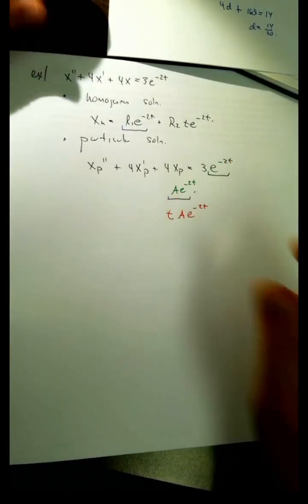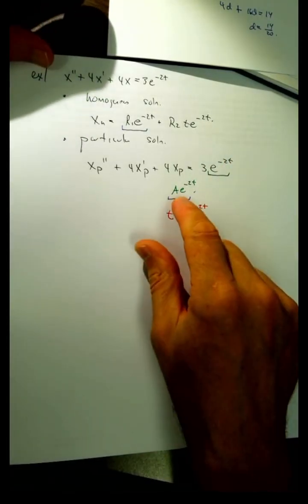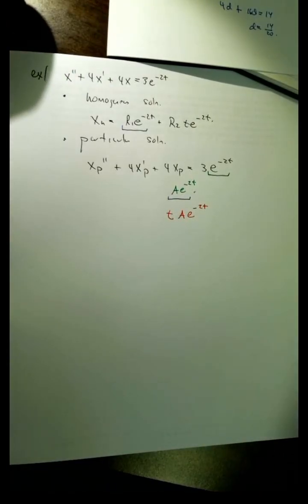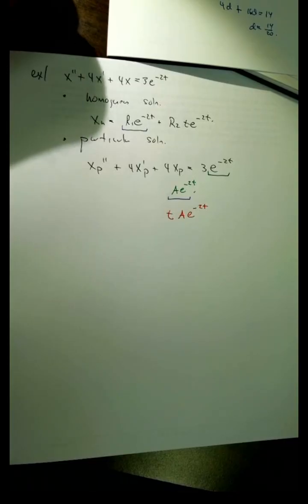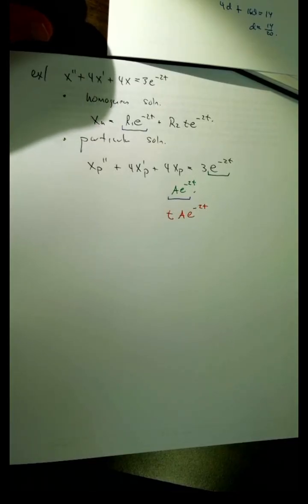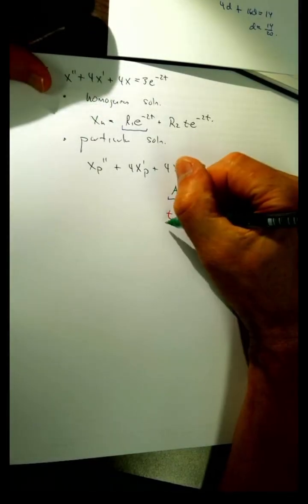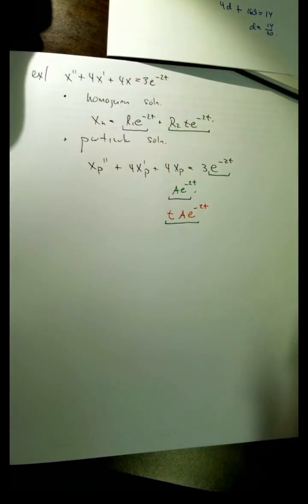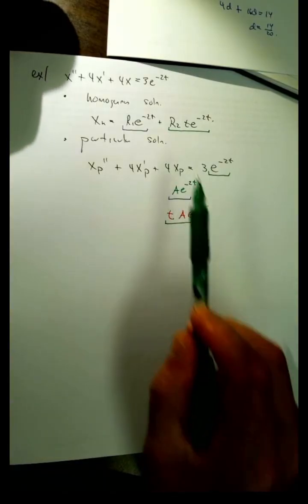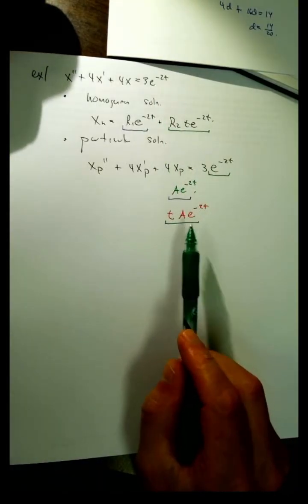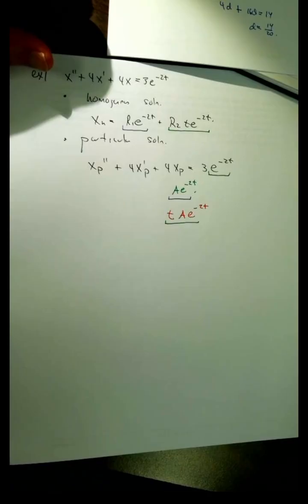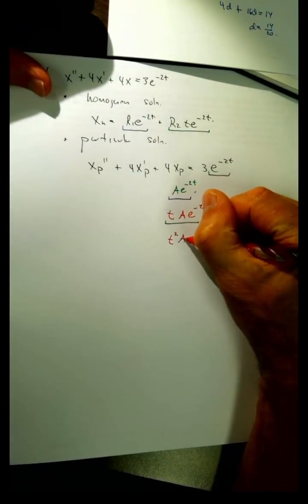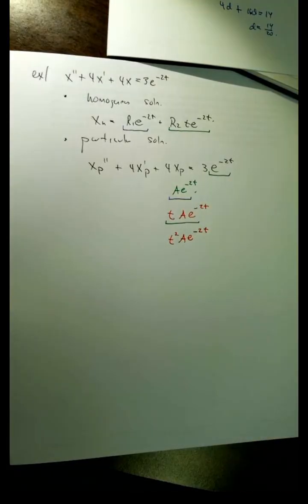So I take this part of the particular solution, multiply by t, and then ask if that's going to be okay. But I've got to, again, go back and check my homogeneous solution. This thing is already part of the homogeneous solution. I already know that if I plug this into my equation, I'm going to get 0. That's not going to work. So what do I do? I take that thing and multiply by t again.